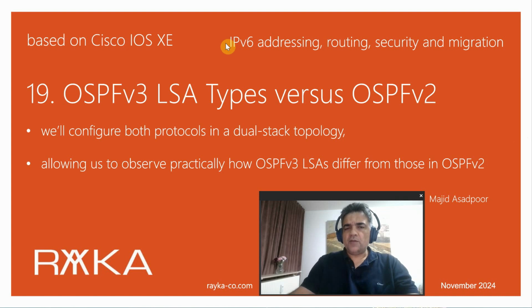Welcome to another video of the course IP version 6. In this section, I'm going to discuss and demonstrate OSPF version 3 LSA types and compare them to OSPF version 2 in IP version 4. Among dynamic routing protocols, OSPF probably has the most changes in IP version 6, and these changes are mostly related to new LSA types in OSPF version 3.